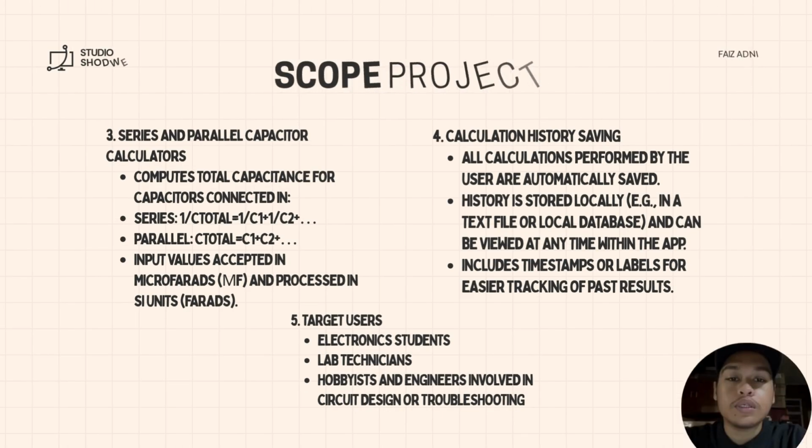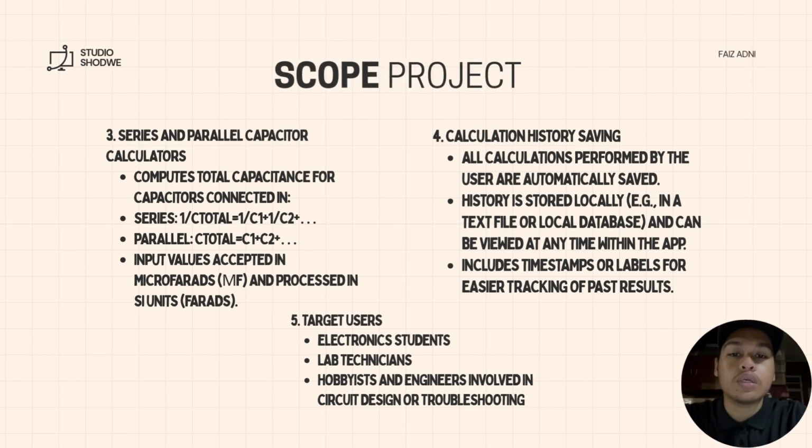Third, series and parallel capacitor calculator. It computes total capacitance for capacitors connected in series, where the formula is 1 over C total equals 1 over C1 plus 1 over C2. For the parallel, C total is equal to C1 plus C2. The input values are accepted in microfarads and processed in SI unit, which is farad.